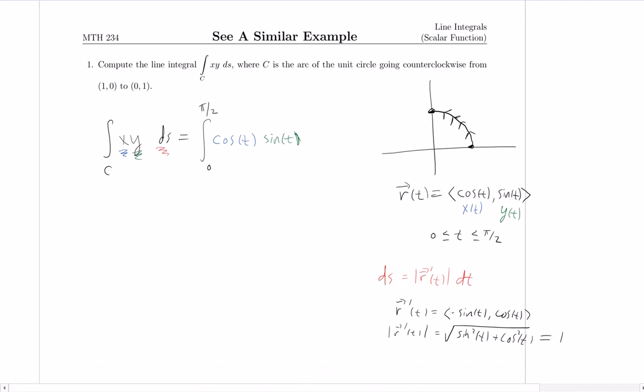The norm of r prime of t in this case doesn't even depend on t, it's just a constant, it's just 1. So here, ds is really just the same as dt, although in general this part will give you some function of t. It just so happened in this case it came out to be 1. So ds for us in this example is just the same thing as dt. Okay.